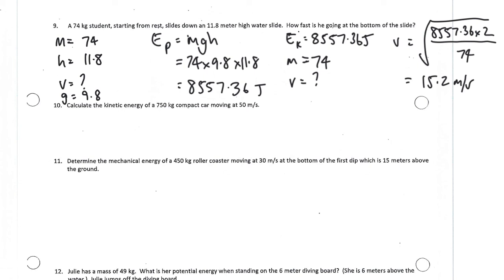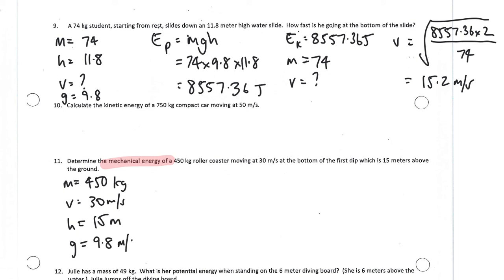Let's have a look at number 11, and this will be the last one. Determine the mechanical energy of a 450 kilogram roller coaster moving at 30 meters per second at the bottom of the first dip, which is 15 meters above the ground. So this is asking for the total mechanical energy, which is the potential plus the kinetic. So let's work out what things we know. The mass we know is 450. We know that it's moving at 30 meters per second. And we know that the first dip is equal to 15 meters above the ground. And we know that G is 9.8 because we always know that G is 9.8.